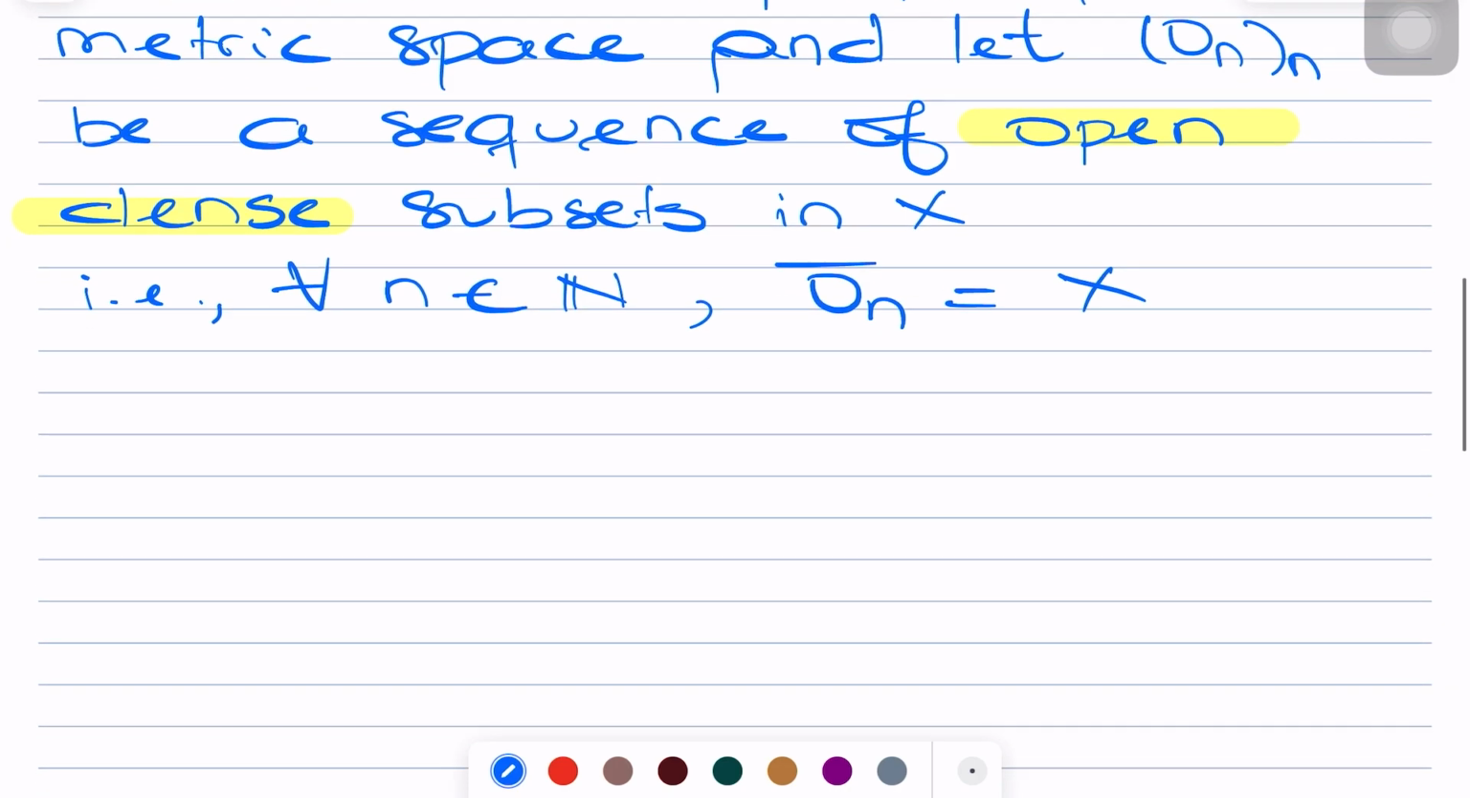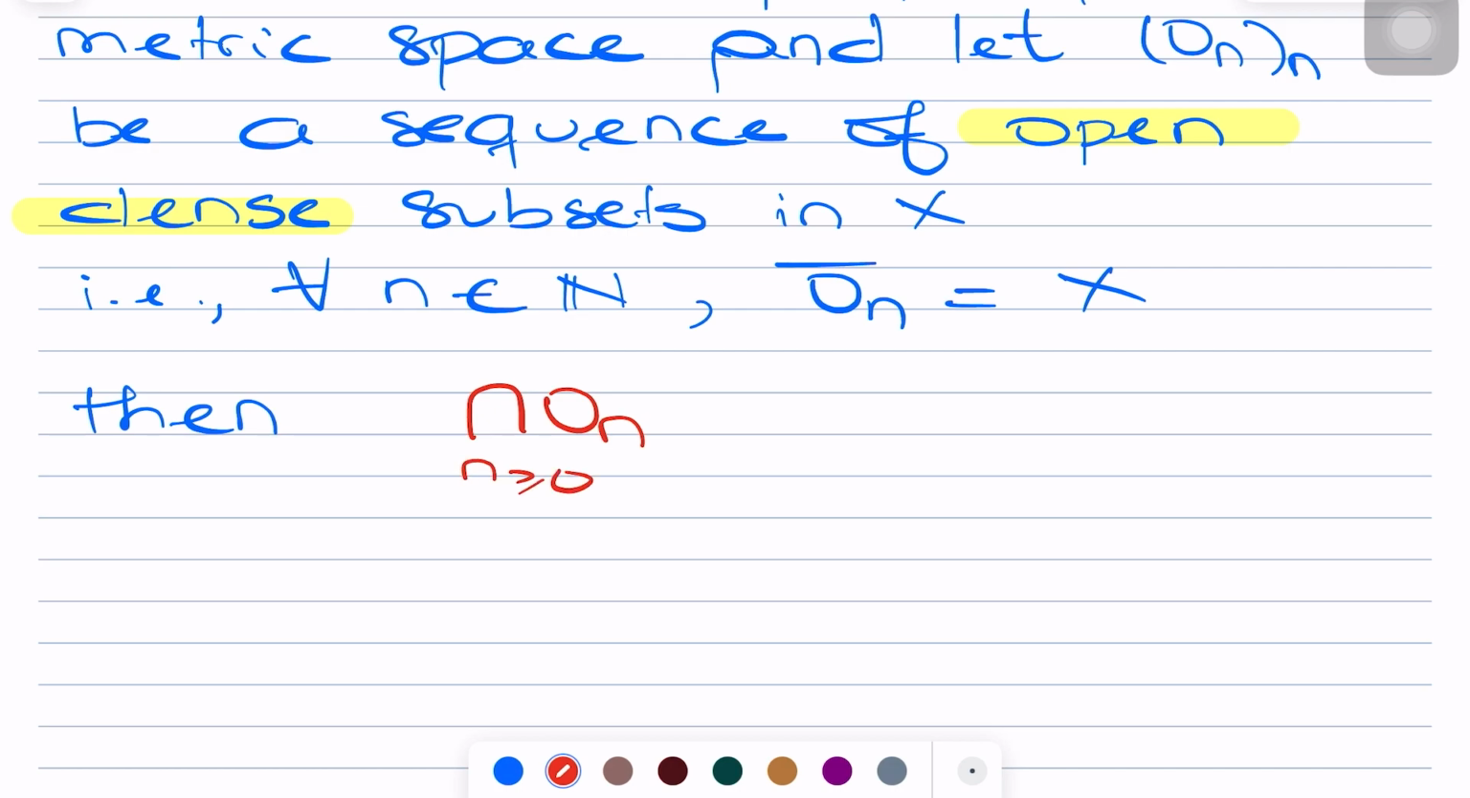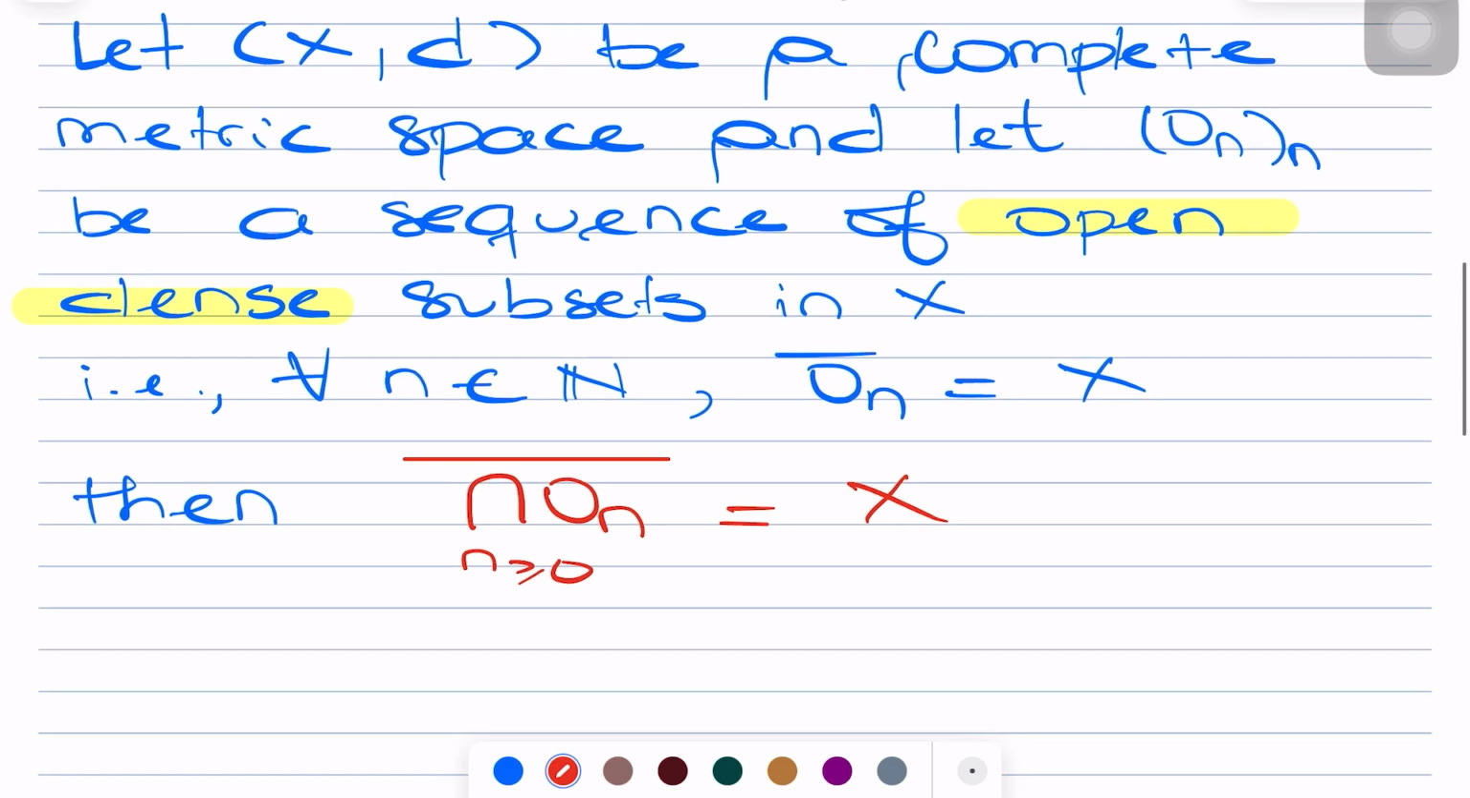Then the intersection of the O_n is dense in X. Just for your attention, completeness here is actually very crucial. So let me highlight it. It's very crucial.